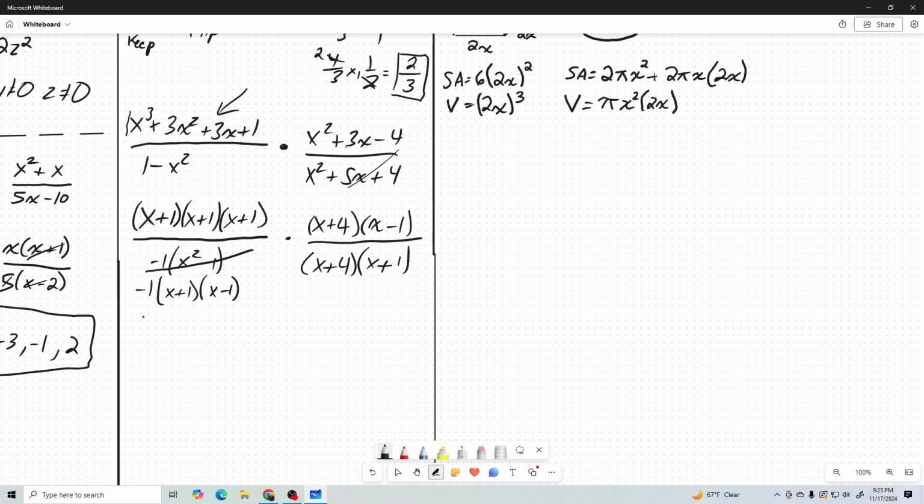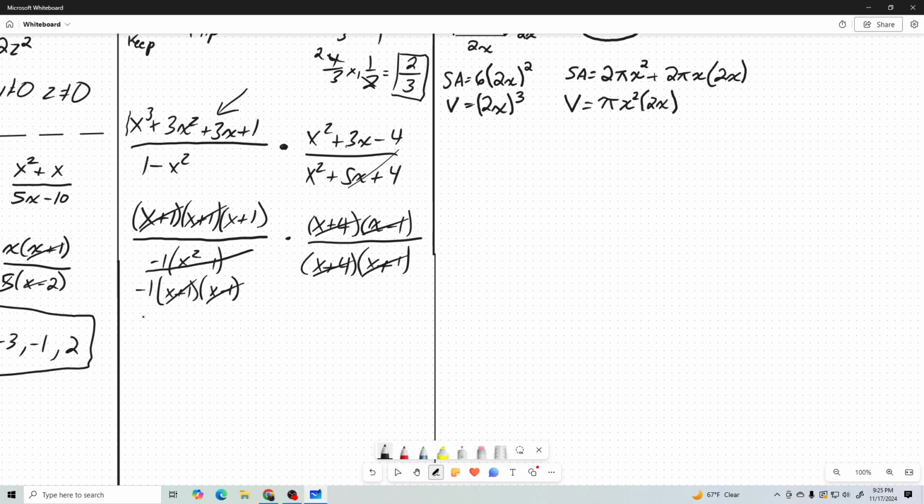All right, and now let's go ahead and pull out everything we can, right? So down here, I have an x plus 1 here and an x plus 1 here. It looks like an x minus 1 here and an x minus 1 here. And then here's another x plus 1. Let's get rid of those. And then the x plus 4s. Okay, so we took out everything from the bottom, right? So there's really not a lot left at this point.